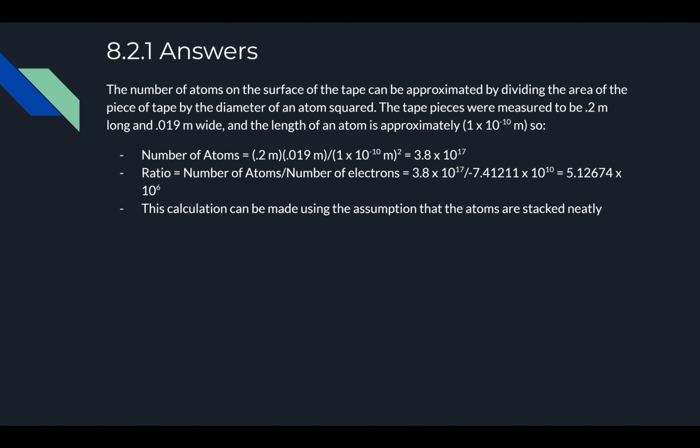More lab questions. Essentially, we can calculate the number of atoms by dividing the area of the tape by the area of an atom. And then we take the ratio based on the number of atoms and the number of electrons that we've already calculated. This calculation is only possible assuming that the atoms are stacked neatly, almost in a lattice pattern. Otherwise, we would have no idea how many atoms there are.